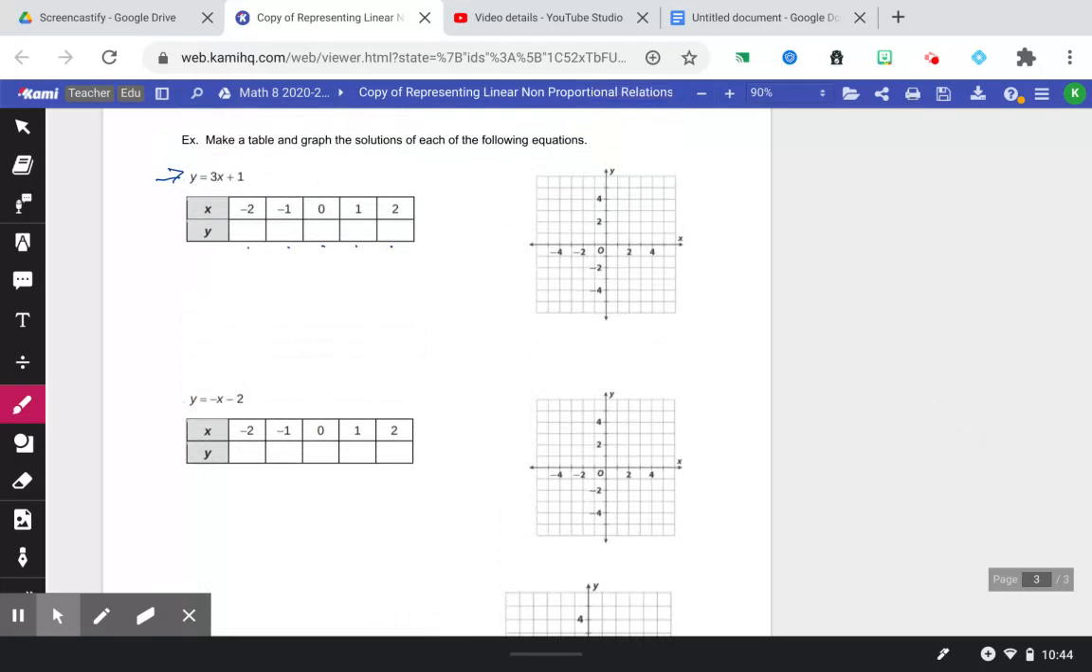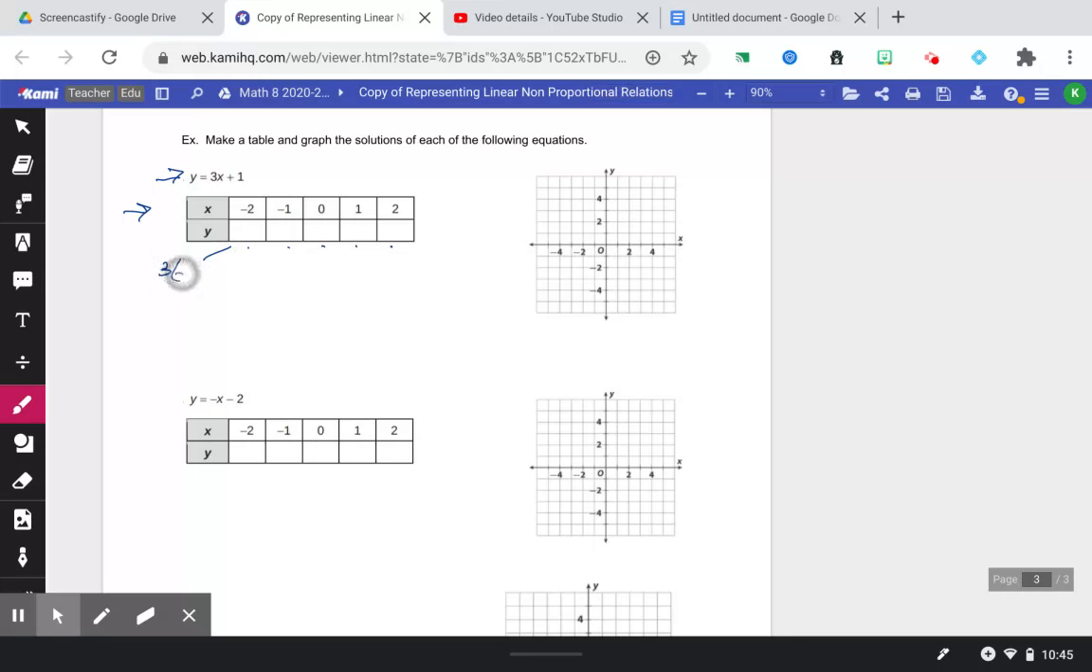For these examples, I have given you 5 x values. You technically could pick any numbers you want for x, plug them into the equation, plot those points, and you're going to get the same line. You just may get a different section of the line, depending on what x values you were using. So let's take a look at this. If I want to graph the equation y equals 3x plus 1.